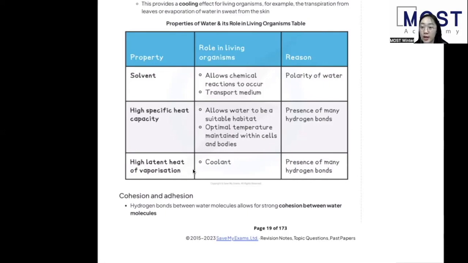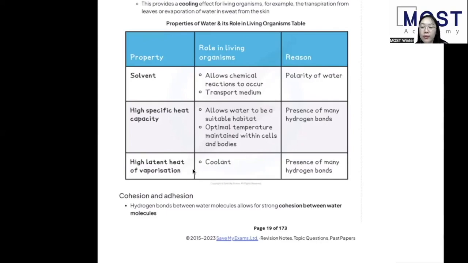And the second property is the high specific heat capacity. And this allows organisms to live in a suitable and stable environment without any big temperature fluctuations, and optimal temperature is maintained within cells and bodies. The reason for this is the presence of many hydrogen bonds, because hydrogen bonding requires a lot of energy for it to be broken. It's not very easily broken in the first place.